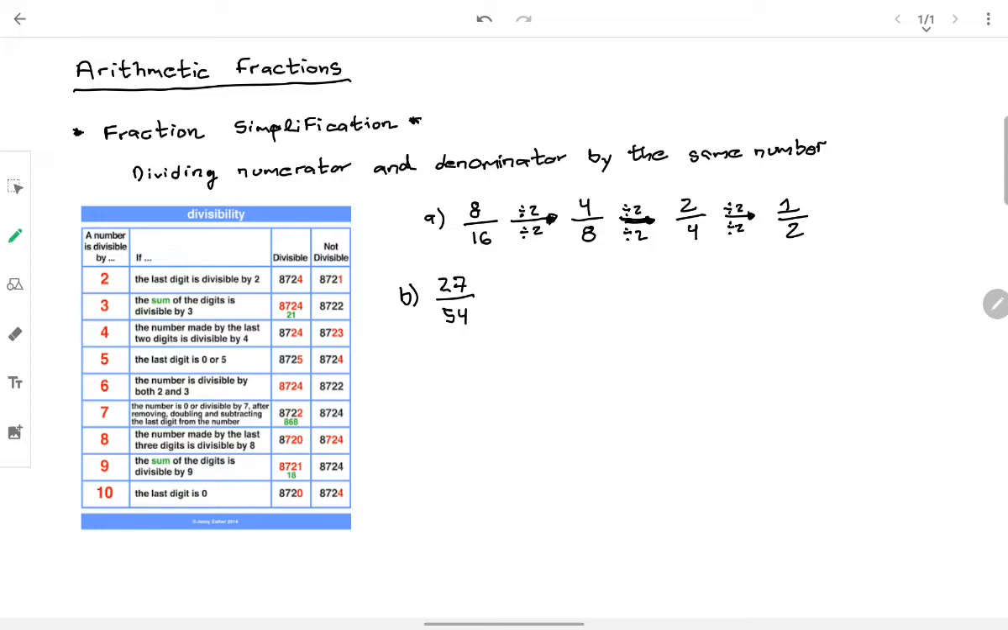To simplify the next fraction, 27/54, we can make divisions. We can see that we cannot divide by 2 because 27 isn't divisible by 2. And remember that fraction simplification needs both numerator and denominator to be divided by the same number.